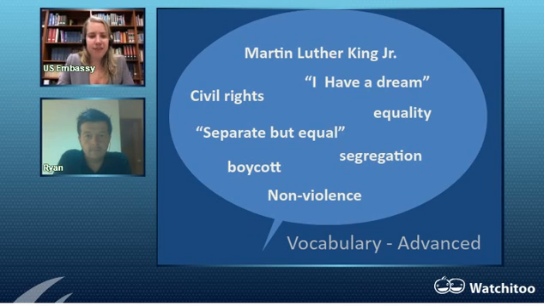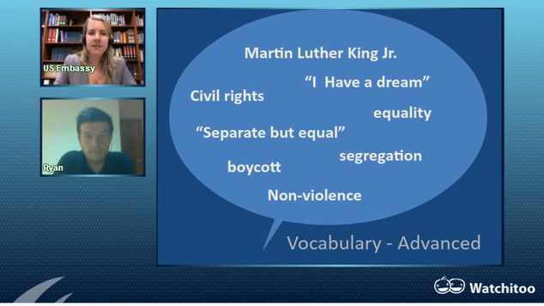In this thought bubble or word bubble, because we want to get your students to speak these words and to use them and pronounce them, are some of the phrases that are important as well. So you've got complicated words like segregation, which we talked about before, equality, the concept of nonviolence that we talked about, and also this other term that is very important to the civil rights movement, "separate but equal."